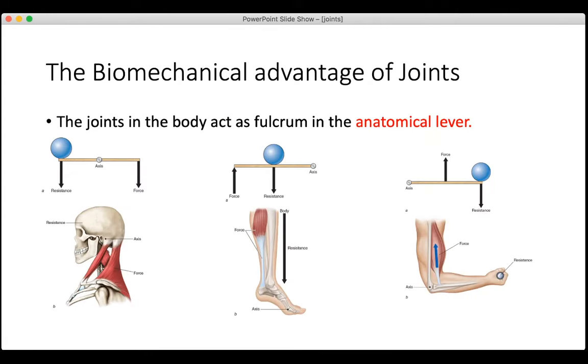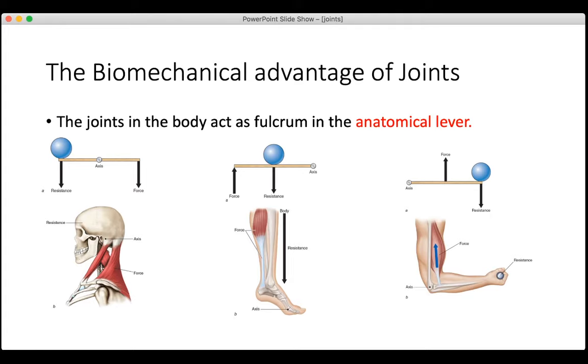Now coming to the biomechanical advantages of joints, which principle they are helping with. So the first one is your lever, the anatomic lever. You all know, we have already discussed, and in your diploma classes you already know what a lever is. It is basically a very simple physical machine which allows you to do more amount of work with less application of force.